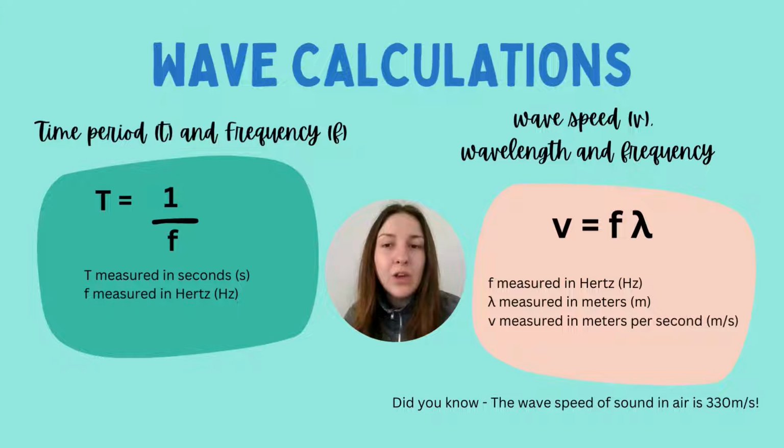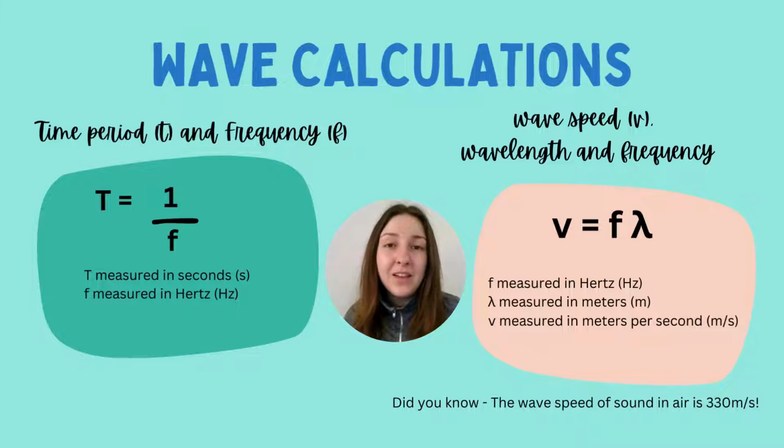The frequency we know is already measured in hertz, and the wave speed is measured in meters per second, which is often used for speed and velocity. Now, did you know the speed of sound in air is actually 330 meters per second, which is incredibly fast. However, the speed of light, visible light, is much, much faster. And if you know what that is, let me know in the comment section. I'll also write the answer in the description box as well.